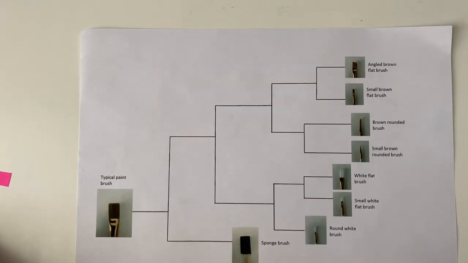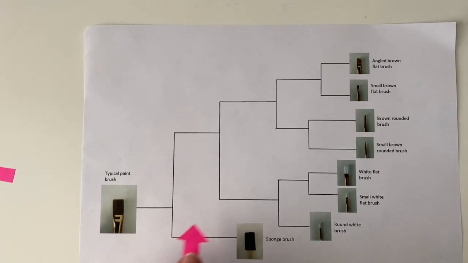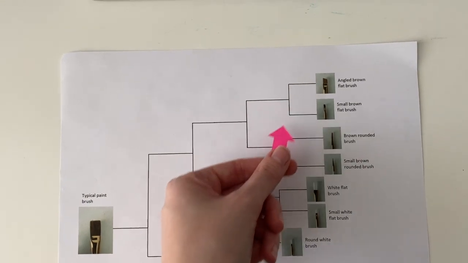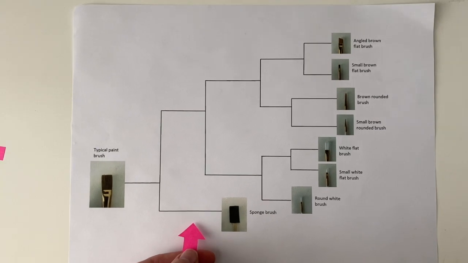But then we have cladogenesis, which is the splitting of one lineage into two. This can be seen here, here, here, here, any place that the lineage splits into two.